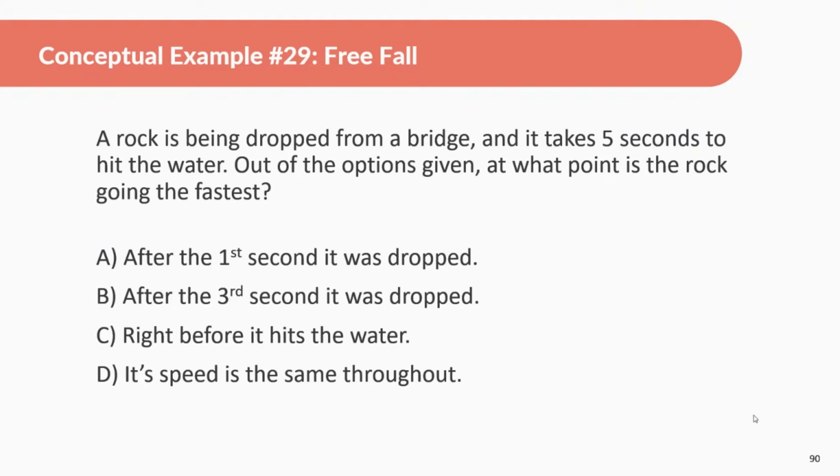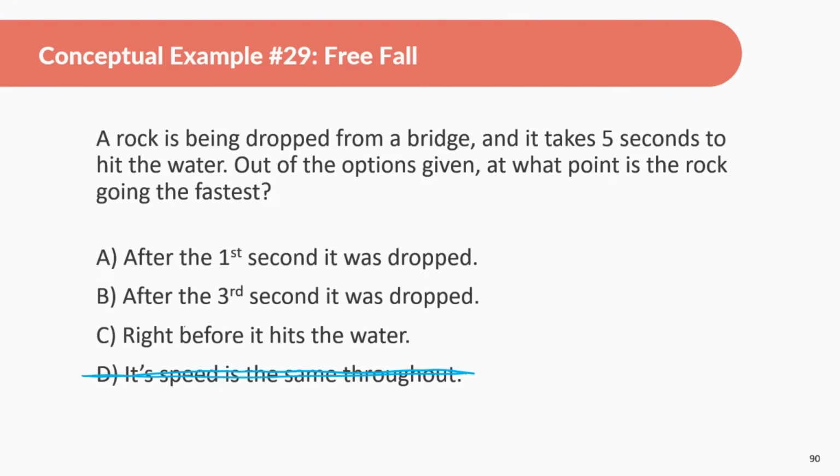A rock is being dropped from a bridge, and it takes 5 seconds to hit the water. Out of the options given, at what point is the rock going the fastest? After the first second it was dropped, after the third second it was dropped, right before it hits the water, or its speed is the same throughout. Its acceleration is the same throughout, but its speed won't be. It's getting faster and faster as it falls into the water.